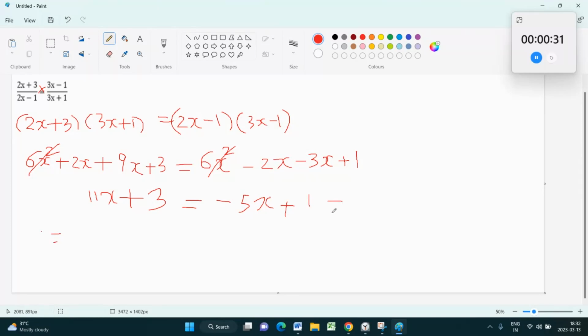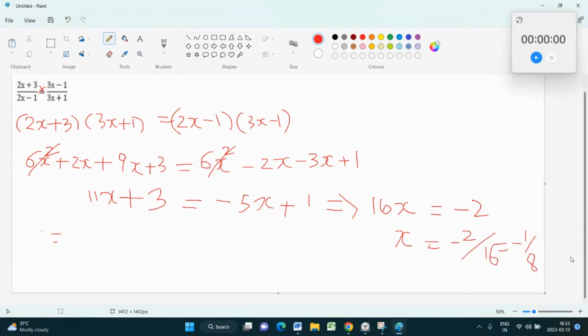This is equal to the same as the minus 5x on the back, 16x plus the 5x, I know. Next, the 3 in the back on the minus 3 up on the minus 2. x is equal to minus 2 by 16. x is equal to minus 1 by 8.